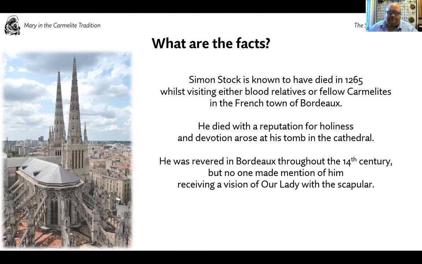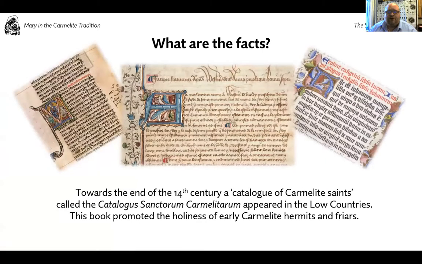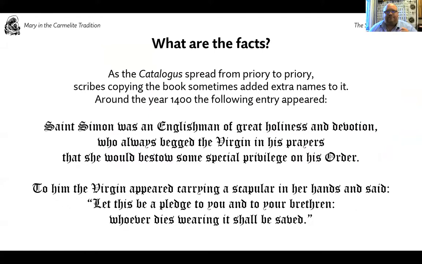But there's no record of Simon Stock, the pious prior general from England, ever having received a vision of Our Lady with the scapular in those early decades, those early centuries, when he was being revered as a holy man in Bordeaux. Now, towards the end of the 14th century, the late 1300s, a catalogue of Carmelite saints appeared, a text that listed the saints of the order. And this was in the Low Countries, Flanders, the Netherlands, and it promoted the holiness of early Carmelite hermits and friars.